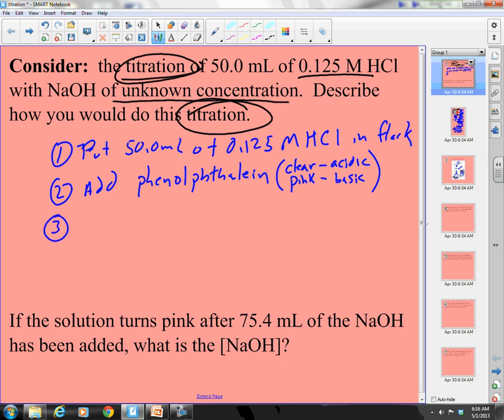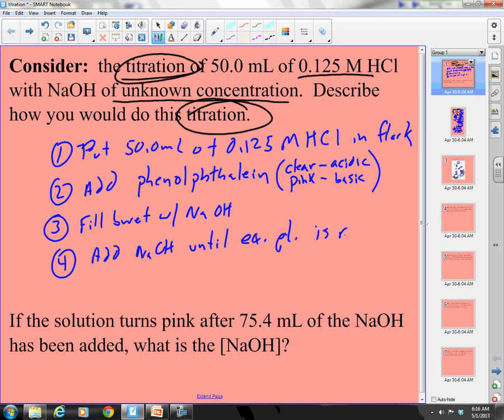Three, I'm going to fill the burette with NaOH. And then four, add NaOH until the equivalence point is reached. So that's how I'm going to do this titration. It says if the solution turns pink, that means it's switched from acidic to basic. After 75.4 milliliters of NaOH has been added, what is the concentration?